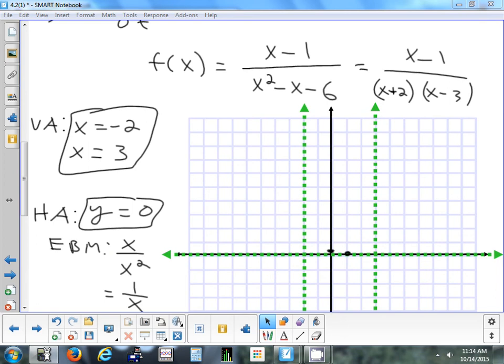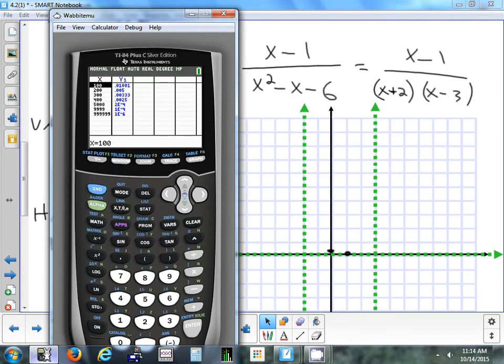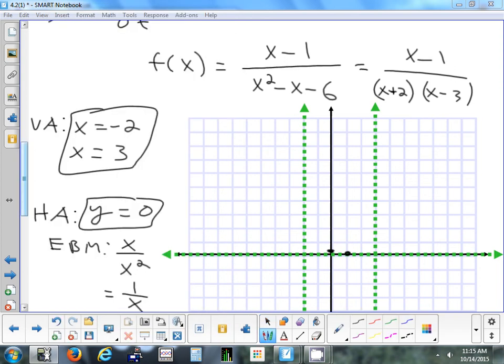Devin, what's a number that's very, very, very close to negative 2? Negative 1.999. Sure. So just to the right of it, negative 1.99999. If I plug that in, what's happening to y? It's getting really big. So this graph is going to curve up very, very sharply.